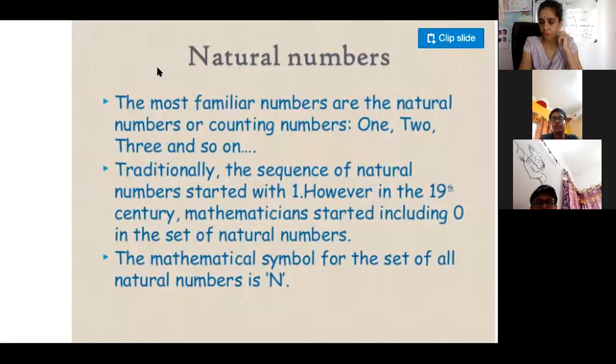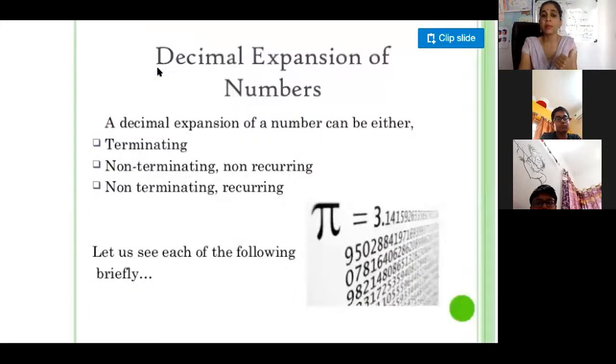No, not included. So decimal expansion of a number will be okay.